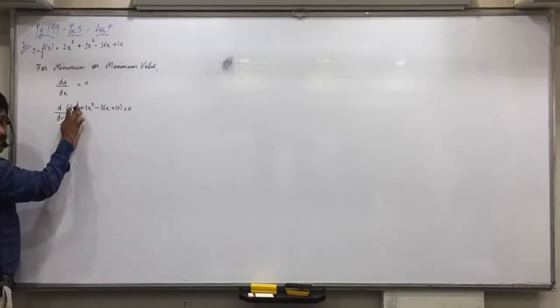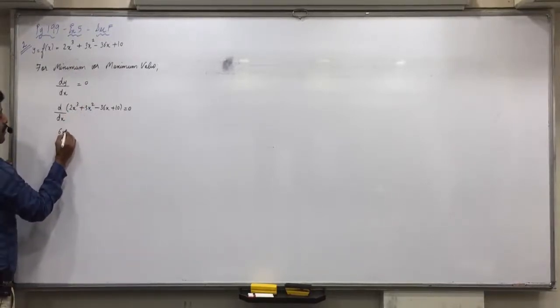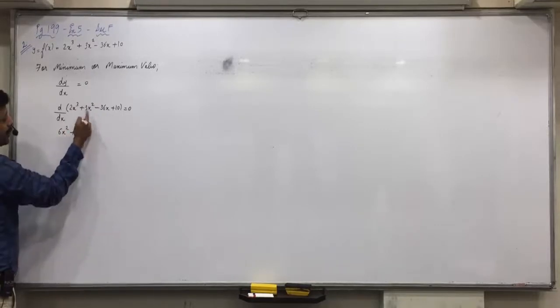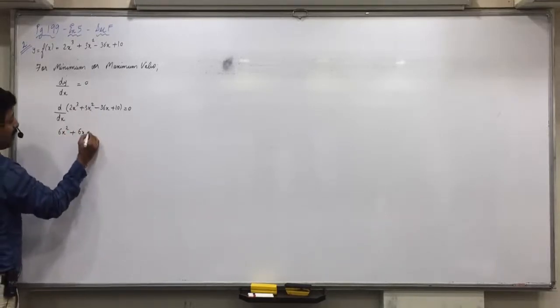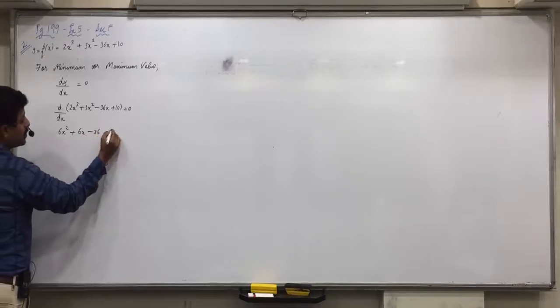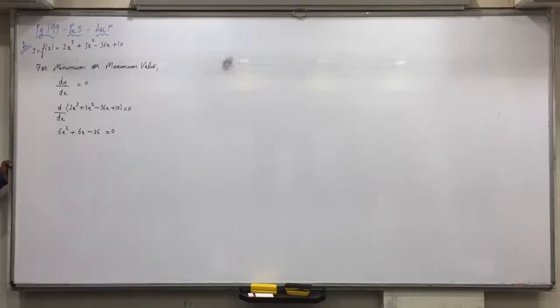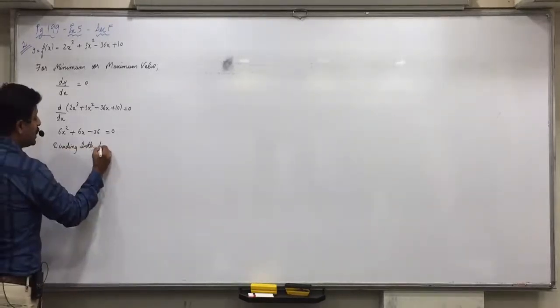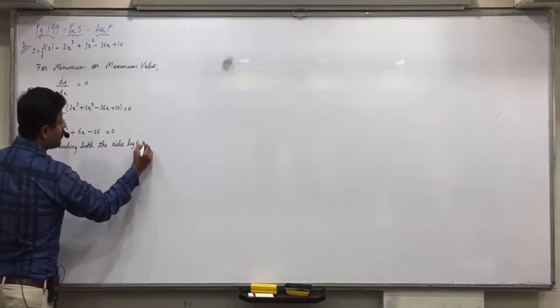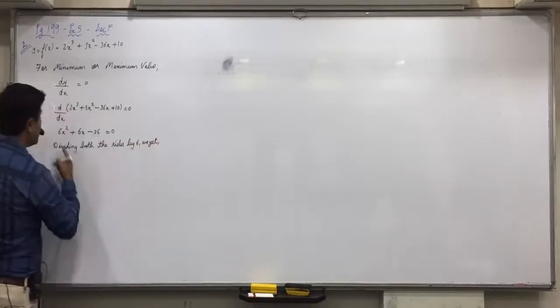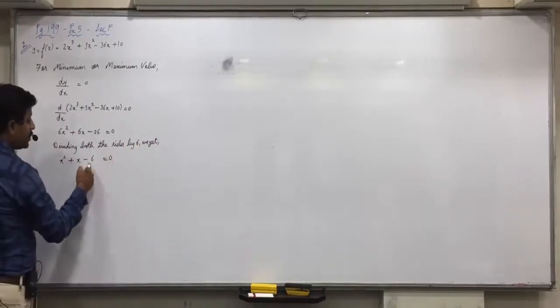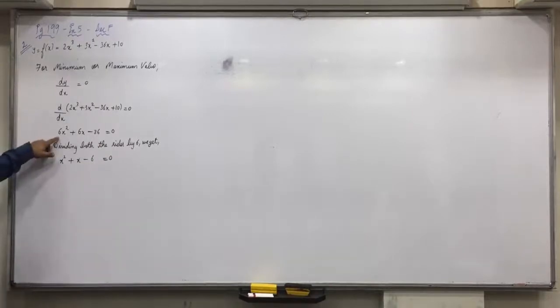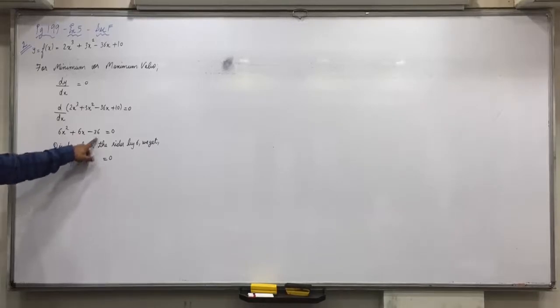Further, 2 into 3 is 6x square. 6x, 3 minus 1, 2. 6x, 3 into 2 is 6x, 2 minus 1, 1. Minus 36. And 36x becomes 36, 10 becomes 0. 6 is common, again 6 is common in all. So again divide by 6. Dividing both sides by 6, we get x square plus x minus 6, since 36 divided by 6 is 6, 6x square divided by 6 is x square, 6x divided by 6 is x.